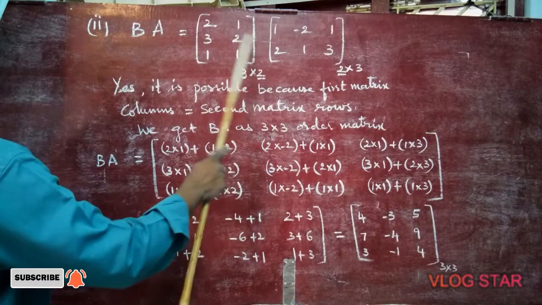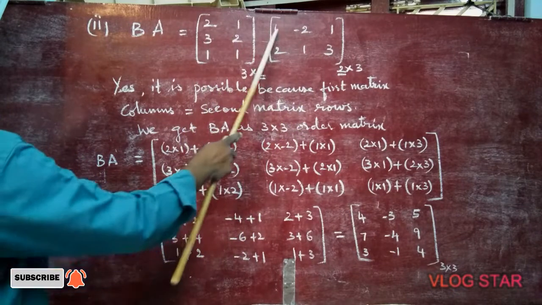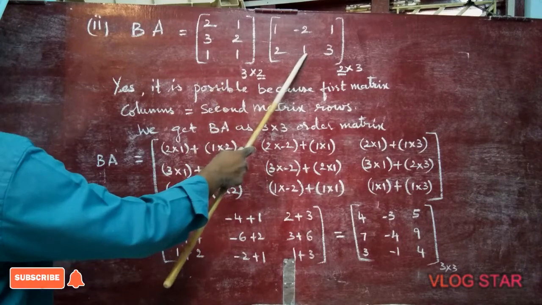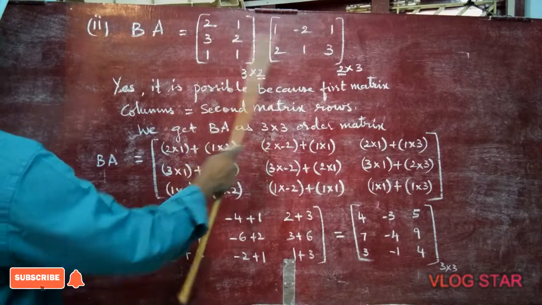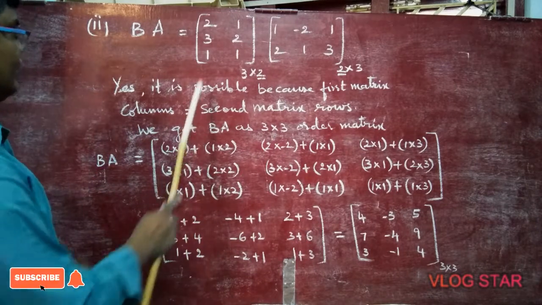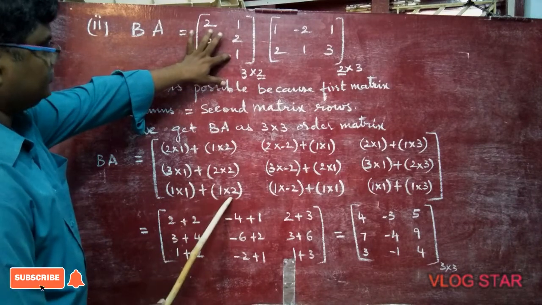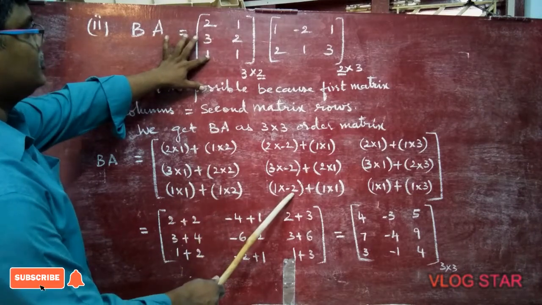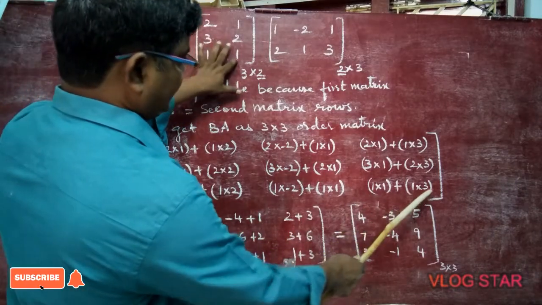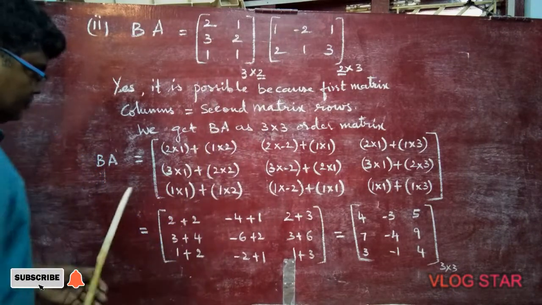Second row with first column, second row with second column, second row with the third column. 3 into 1 plus 2 into 2. 3 into minus 2 plus 2 into 1. 3 into 1 plus 3 into 3. See. Now, coming to the last one. 1 into 1 plus 1 into 2. Next 1 into minus 2 plus 1 into 1. 1 into 1 plus 1 into 3. Did you understand? Row with column, row with column, row with column.